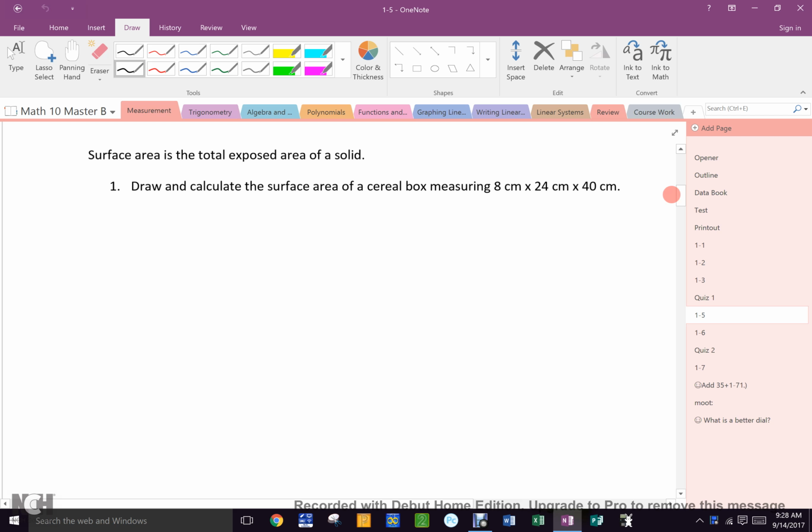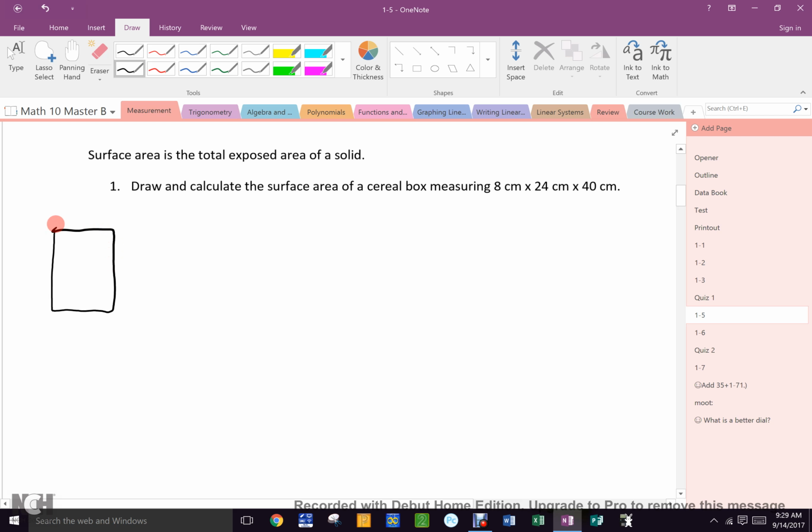Now, we are going to be doing some drawing as well as math here. Because part of math, believe it or not, is understanding what you are dealing with. Spatial awareness is just as important a skill in the math world as number awareness is. But this is not an art class, okay? You're never gonna get graded on your drawing. You with me? But I do expect you to be able to represent three-dimensional shapes on two-dimensional paper. Everybody good? Okay, so first thing I wanna do is draw and calculate the surface area of a cereal box.